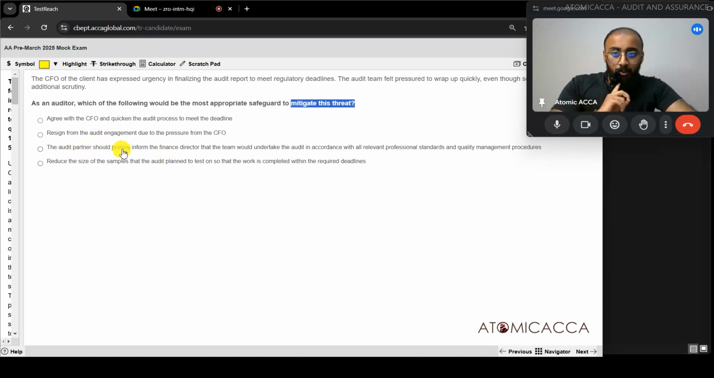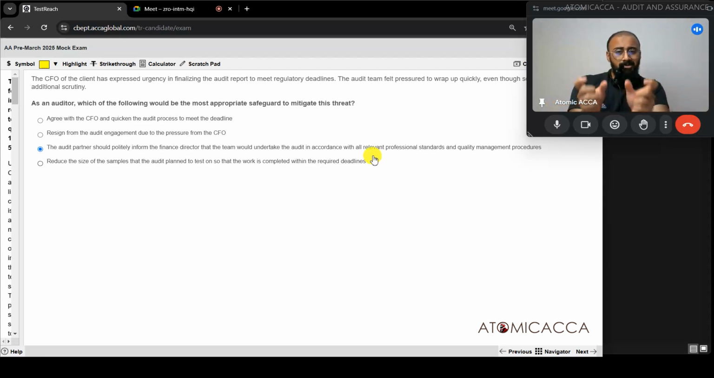Audit partner should politely inform the finance director that team would undertake the audit in accordance with all relevant professional standard and quality management procedures. So if you have practiced some section B questions related to ethics, that box question, you might have come across the same sentence over there itself. There also about what safeguard we'll do. We'll politely tell them that we're going to follow the audit guidelines, we are going to do all the proper standards, we are going to find out proper evidences, only then we can go ahead with the audit. So time negotiation will be done, we need extended time to complete the work properly. So C will be the right answer over here.